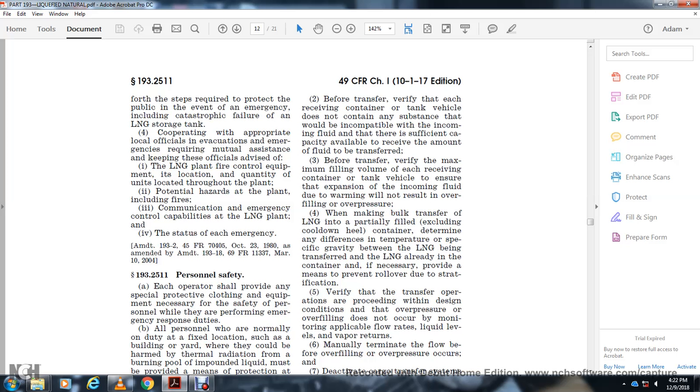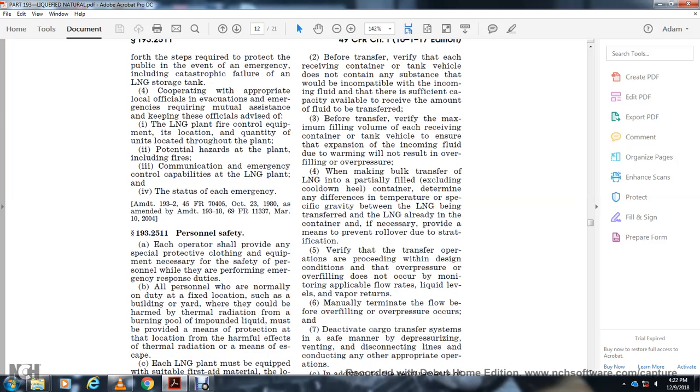Provide the means to prevent rollover due to stratification. Verify the transfer operation proceeds within design conditions and that overpressure does not occur, with monitoring applicable to flow rates, liquid levels, and vapor returns. Manually terminate the flow before overfilling or overpressure occurs.